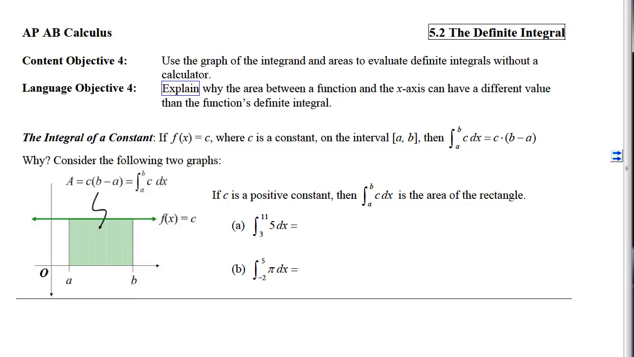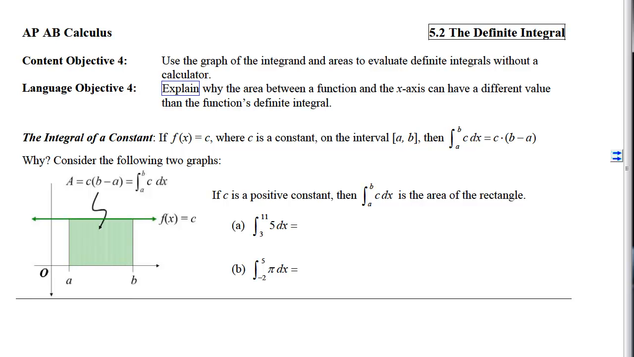This is section 5.2, the definite integral, content objective 4, which is to use the graph of the integrand and areas to evaluate definite integrals without a calculator. When we're done, I'd like you to be able to explain why the area between a function and the x-axis can have a different value than the function's definite integral.